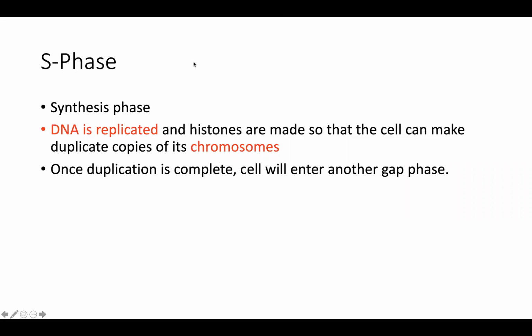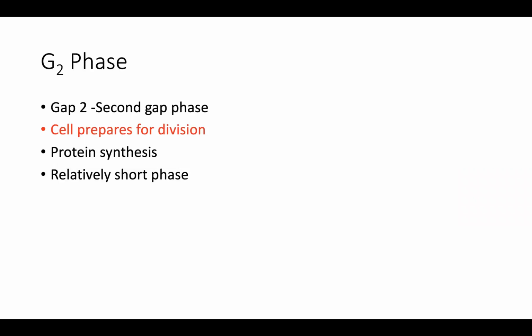Next phase, after we've synthesized our new DNA, we've duplicated our genetic material, now we're ready for another checkpoint. This gap 2 phase, right? This is now where the cell is doing its checks and balances in preparation for division. This is a relatively short phase because all of the things that need to happen have hopefully happened at this point in terms of enzyme synthesis, DNA synthesis, and now the cell is ready for cell division.